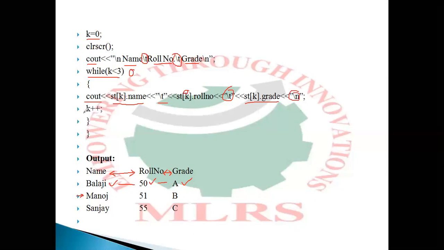Then k plus plus. Earlier the k value is 0, now the k value becomes 1. So 1 less than 3, the while condition becomes true.